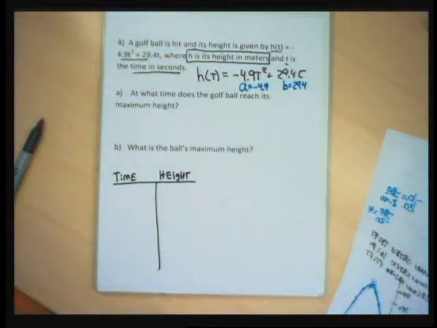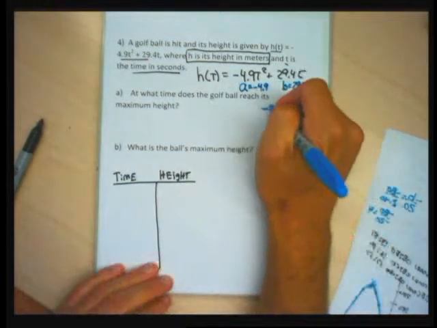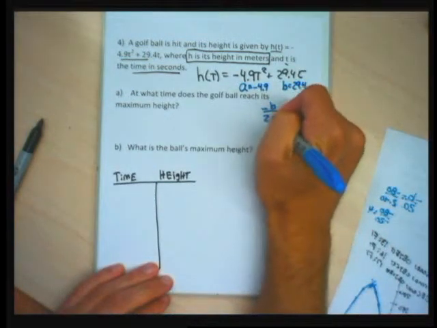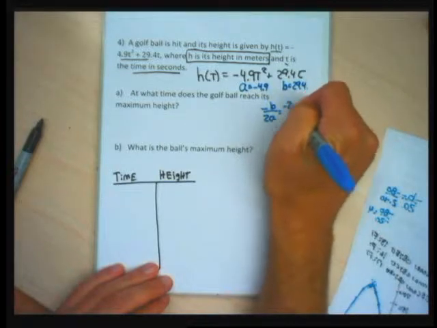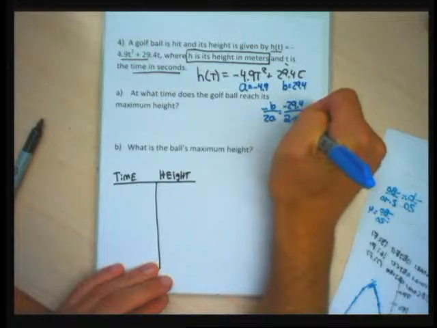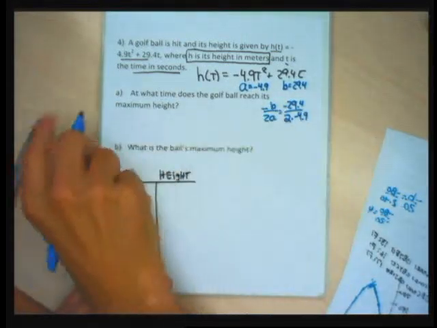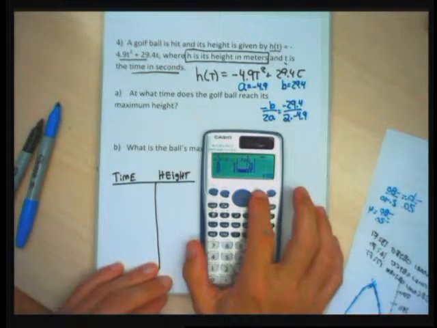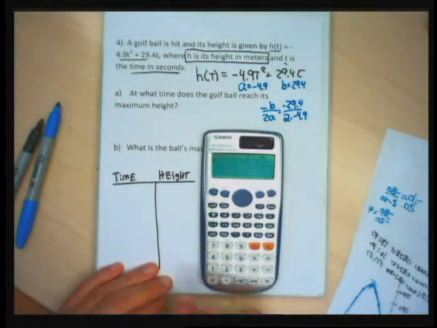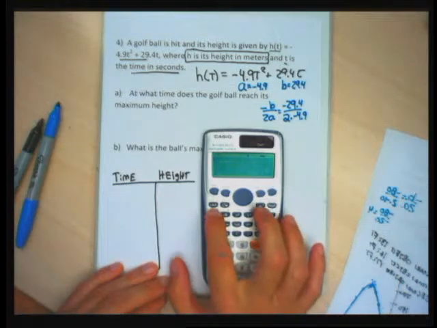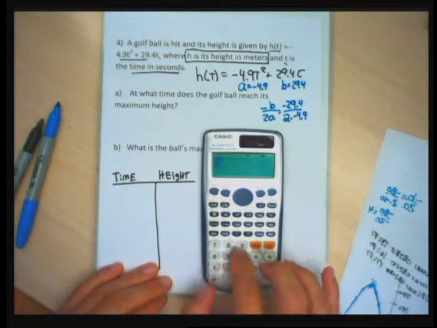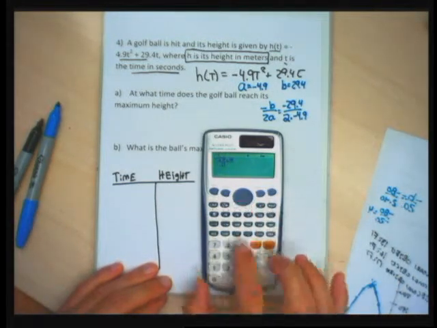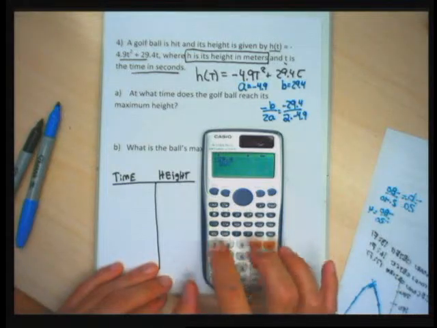So I'm going to use the negative b over 2a formula, which is going to be negative 29.4 over 2 times negative 4.9. And let me just do that because I don't care to do that in my head right now. I'm going to hit the mode button, hit number 1 to just do a computation. I'm going to go fraction, negative 29.4 over 2 times negative 4.9.